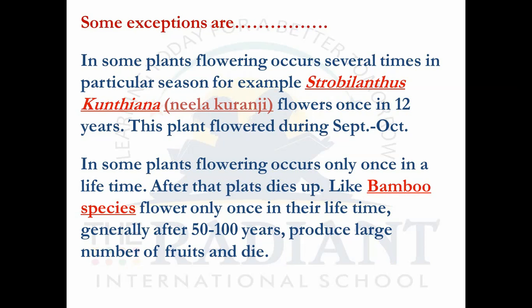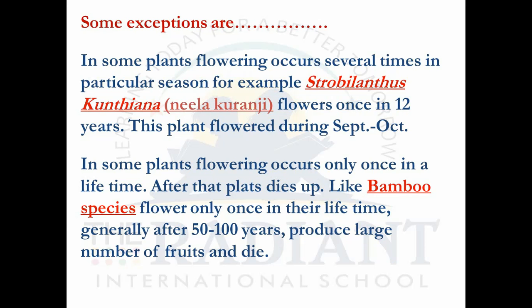So once in a lifetime they produce the maximum number of fruits so that the next generation will continue, and that is between 50 to 100 years. So once germination takes place, up to 50 years there will be no flowering, and after 50 years, before 100 years, it produces a large number of flowers, fruits, and then they die. So these are some exception cases in plants.